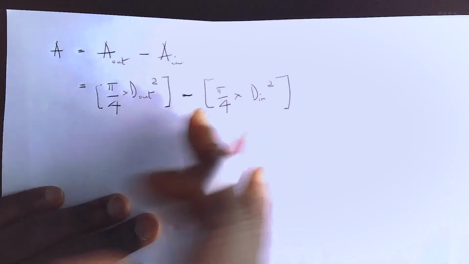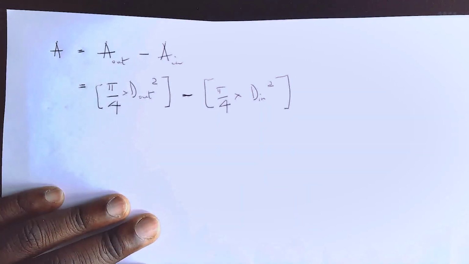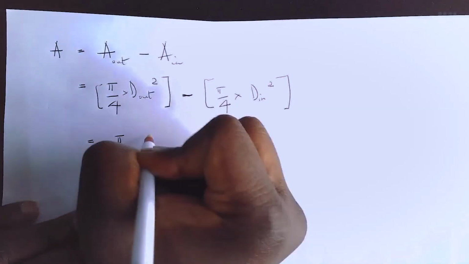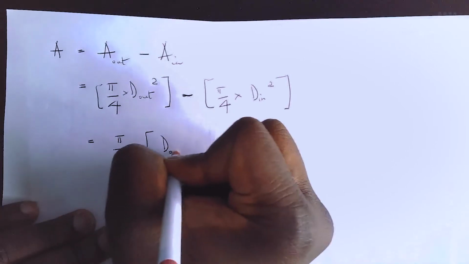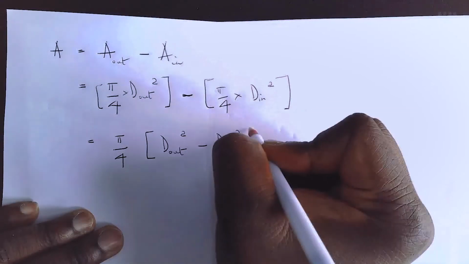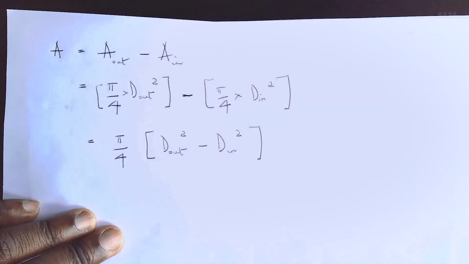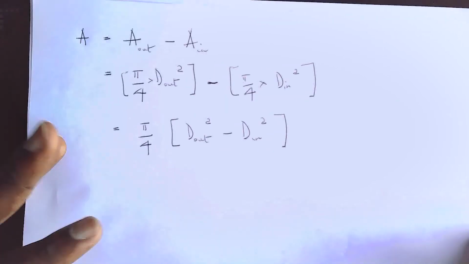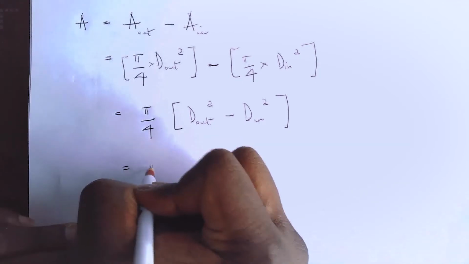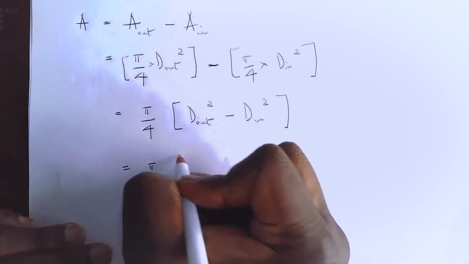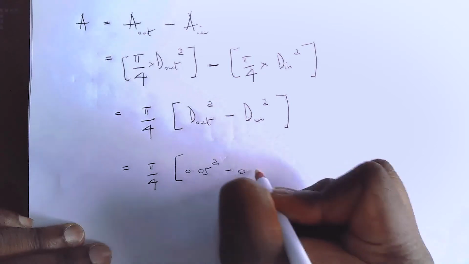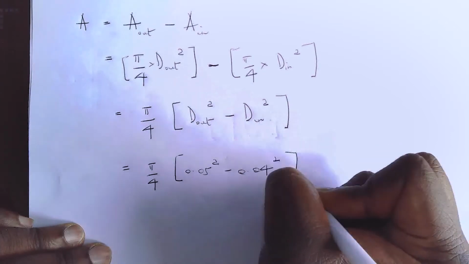So we can factorize the common term. What is the common term? Pi over 4. So pi over 4 into bracket the diameter out squared minus the diameter in squared. All that we have to do now is to substitute known variables. What do we know? Pi over 4 into bracket 0.05 squared minus 0.04 squared.